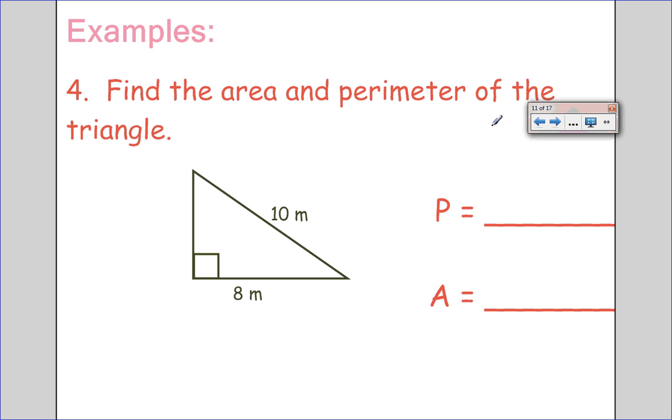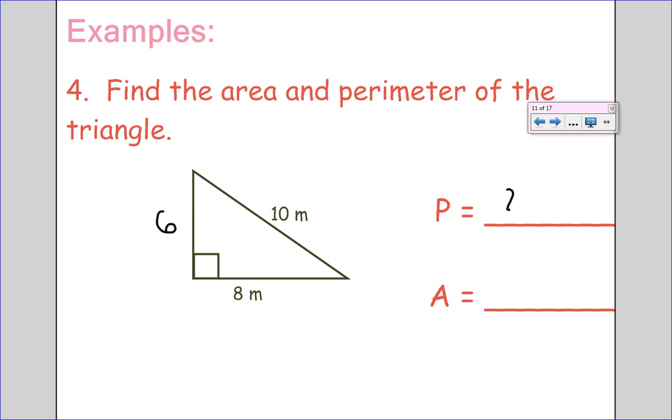All right, so let's find the area and perimeter of the triangle. So pause the video, see what you can do with it. All right, so using the Pythagorean theorem, we know that this side is 6 because 6 squared plus 8 squared equals 10 squared. It's got to be 6. It's a 3, 4, 5 triangle.